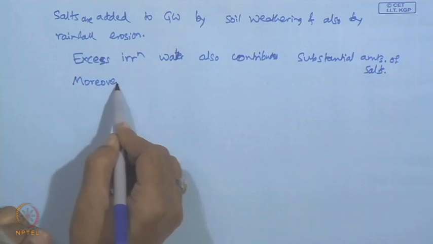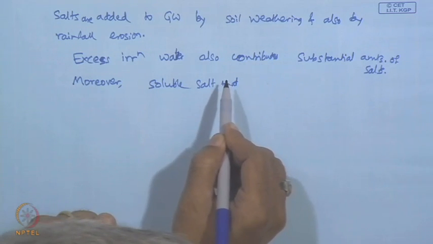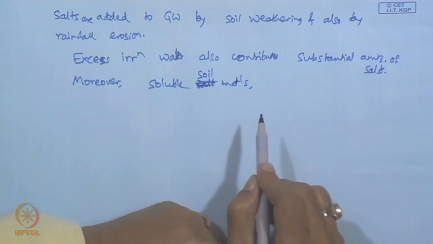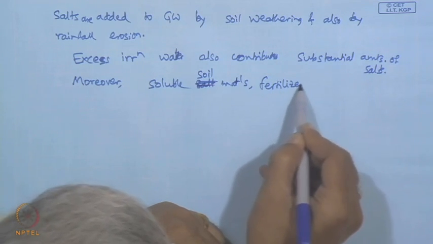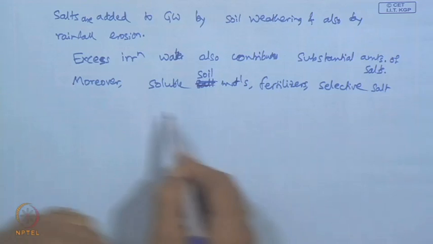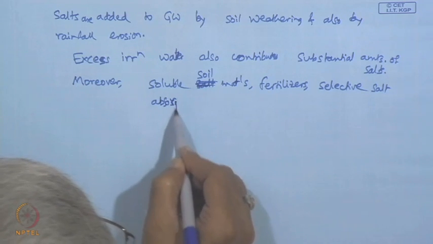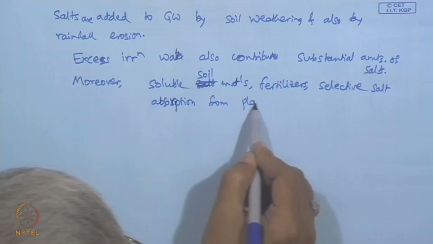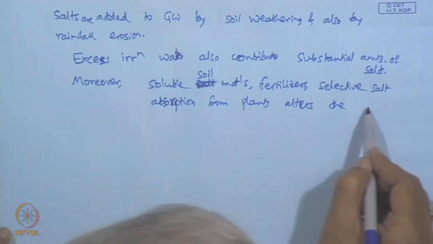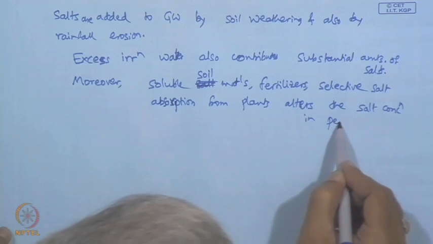Moreover, soluble salt materials, soluble soil materials, fertilizers, and selective salt absorption from plants alter the salt concentration in the percolating waters.